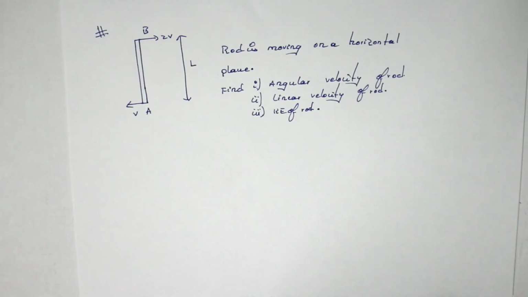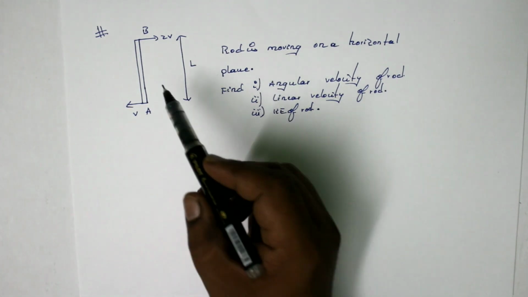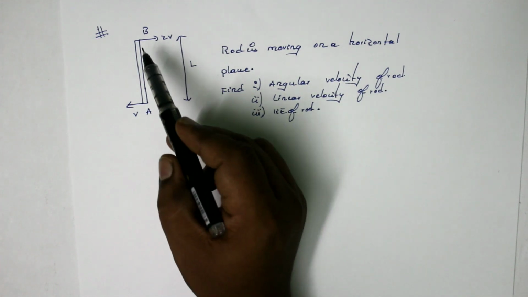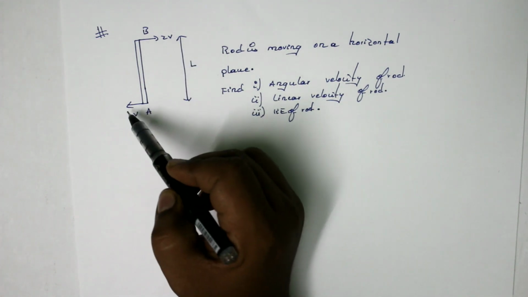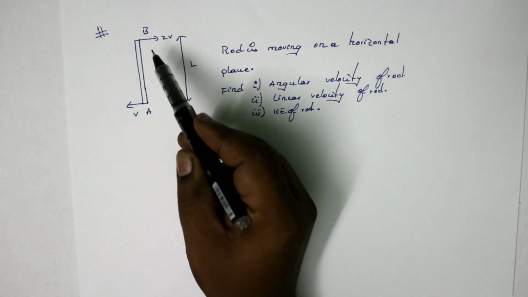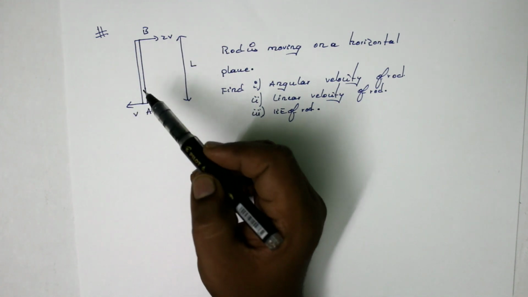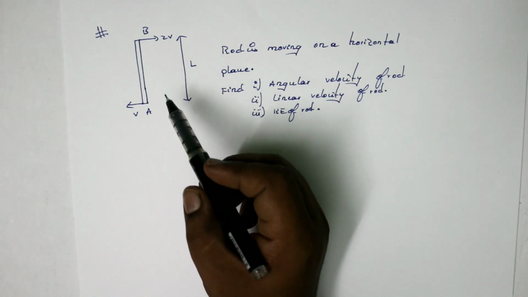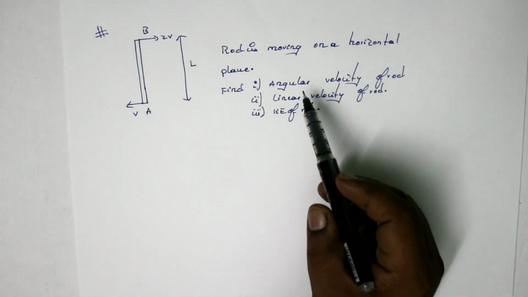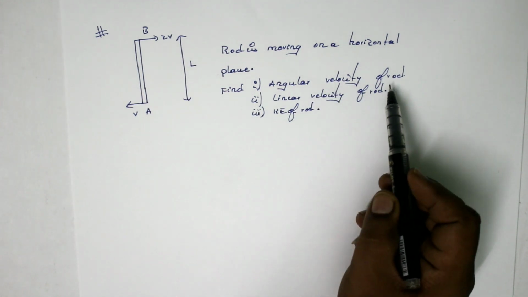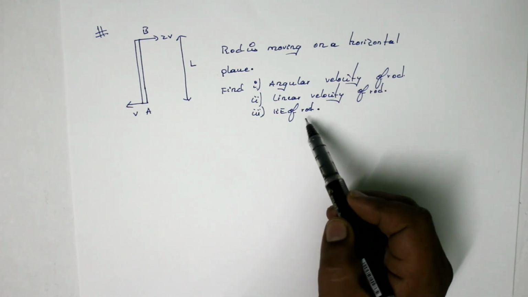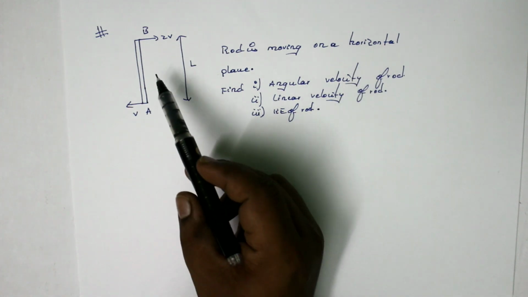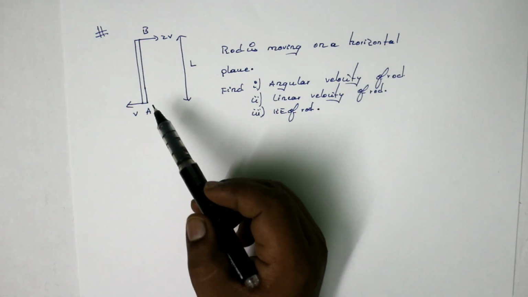So now let us see this question. This is a rod present on a horizontal plane, and its ends have velocities of 2v and v. These are the velocities which we are giving to the ends of the rod, so they behave like tangential velocities. Then we are supposed to find out the angular velocity of the rod, linear velocity and kinetic energy of the rod. So the question is, why is linear velocity produced in this rod?